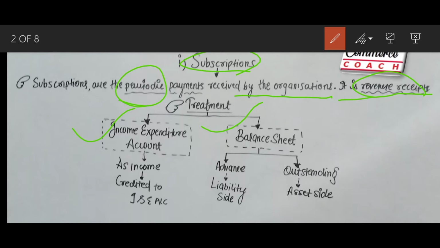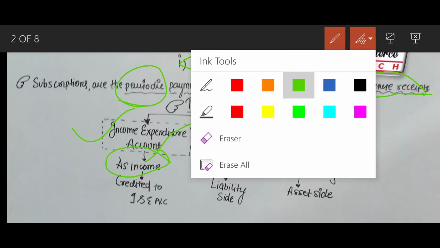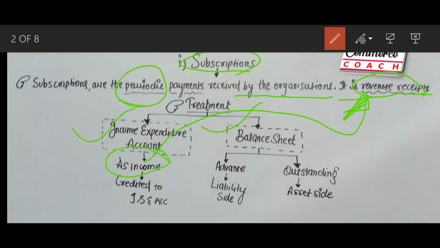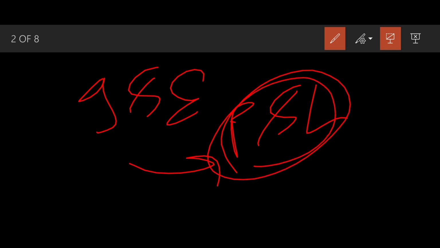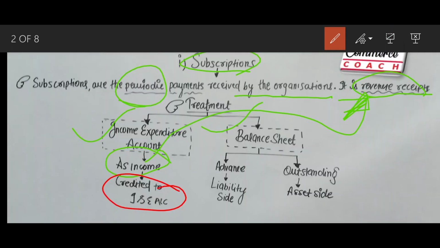So in income and expenditure account we record it as income, as I have mentioned it here also, it is a revenue receipt, and it is credited to income and expenditure account. As we know, income and expenditure account is alike profit and loss account, because it is a non-profit organization. That is why we cannot call it profit and loss account, because it is not working for profit. That is why we are considering it income and expenditure account. We will show it on the credit side, which is none other than the income side.